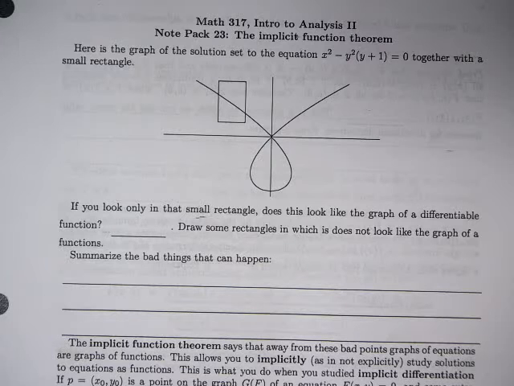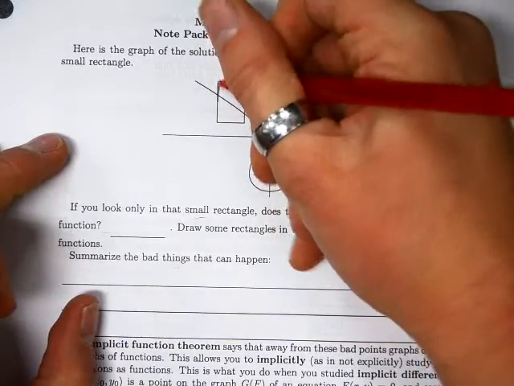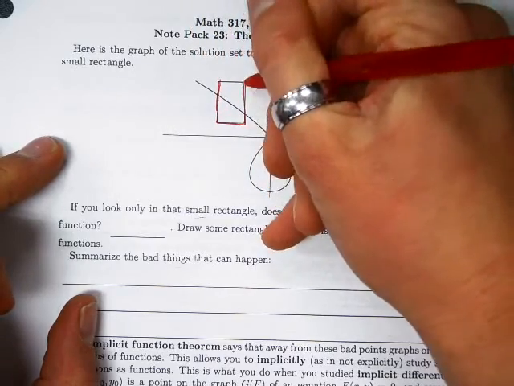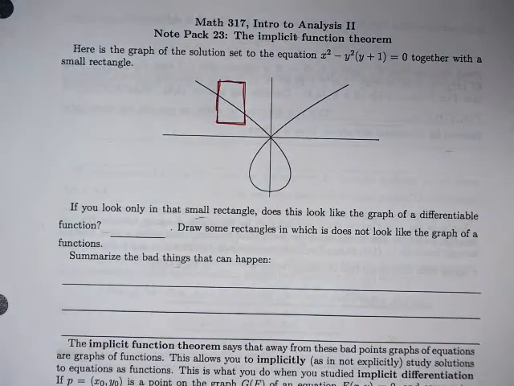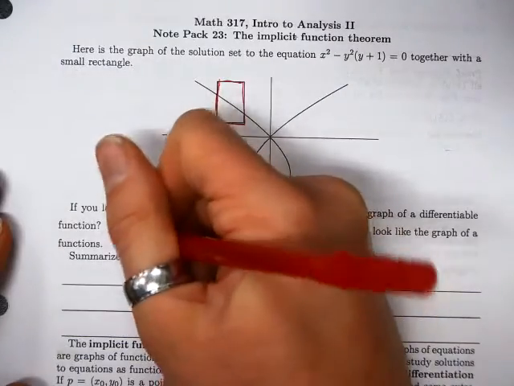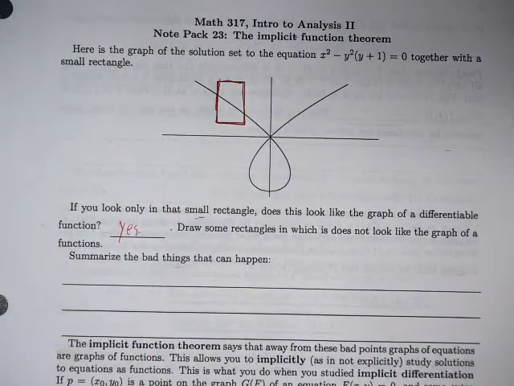If you look at that graph, is that the graph of a function? No. But what if you're only allowed to look in this little box? If you only look in there, does that look like the graph of a function? Yes. But clearly it matters what box I draw. You could draw some boxes poorly so that you don't get graphs of functions.